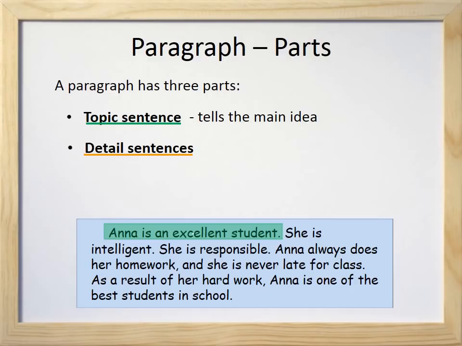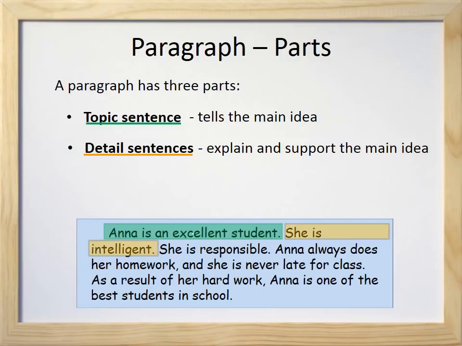The next part of a paragraph is the detailed sentences. These explain and support the main idea. Our example about Anna has 3 detailed sentences. They explain and support why Anna is an excellent student. Here are the 3 detailed sentences of our example paragraph. She is intelligent. She is responsible. Anna always does her homework and she is never late for class. Do you see how these 3 detailed sentences explain the topic sentence? Because they tell us why Anna is an excellent student.